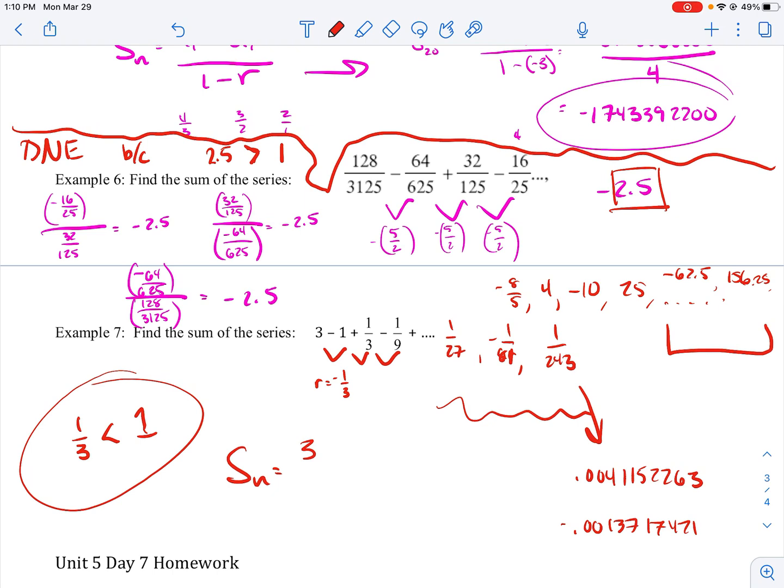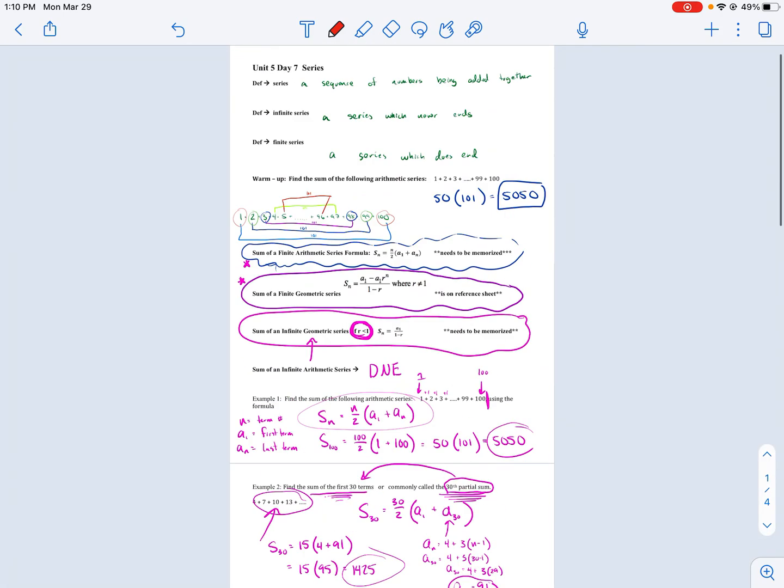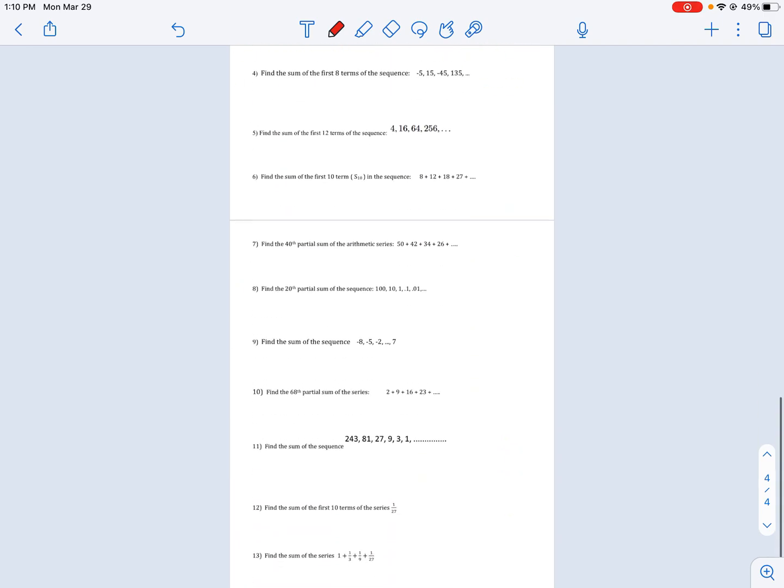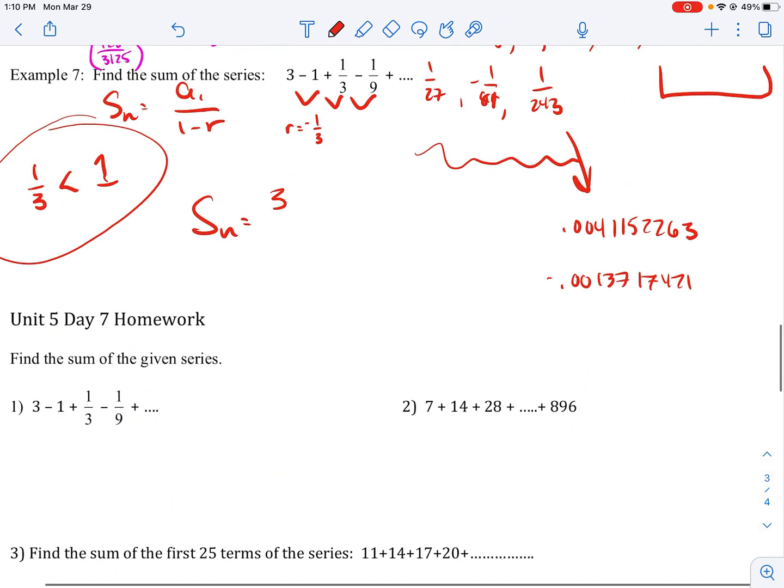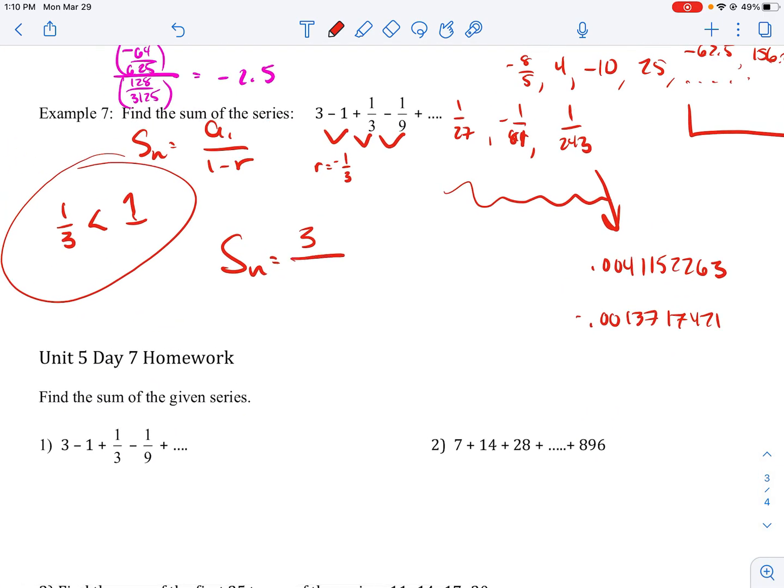So this infinite series also has a different formula. It looks like this. S of n is equal to our first term over 1 minus r, if I'm not mistaken. Let me check to be sure. Yep. Okay, so it's going to be 3 over 1 minus our ratio, which is a negative 1/3. And when you find that all out, you end up getting 2.25 or 9/4.